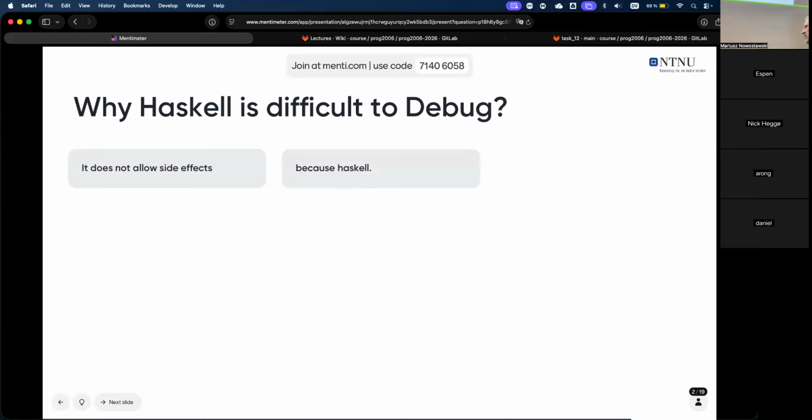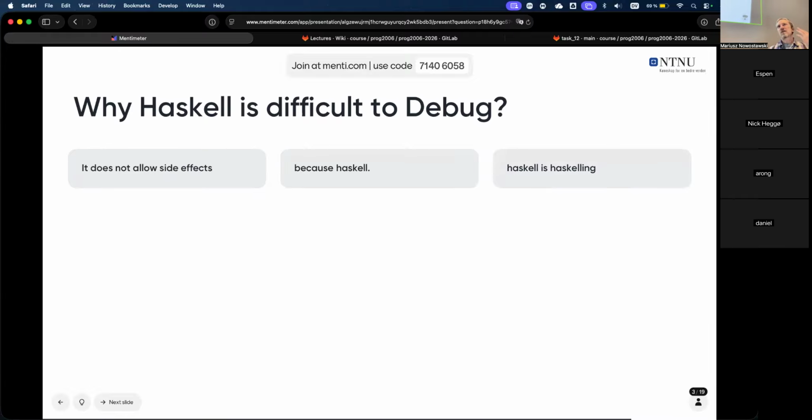Exactly. It does not allow side effects. It's like purity is the mantra. So Haskell is a purity-oriented language. It makes side effects hard. So debugging is hard because of that.